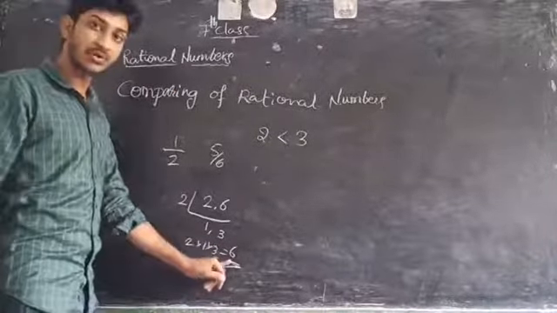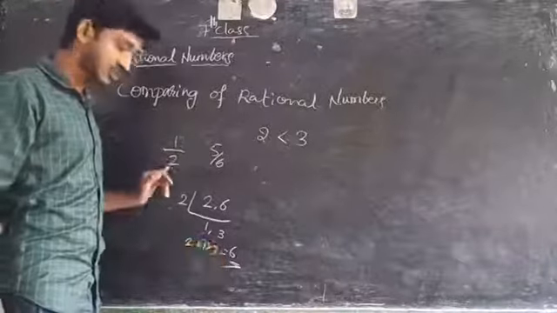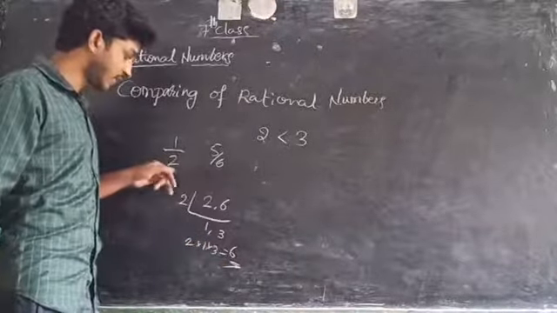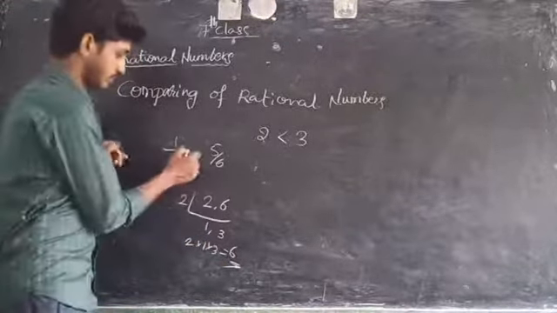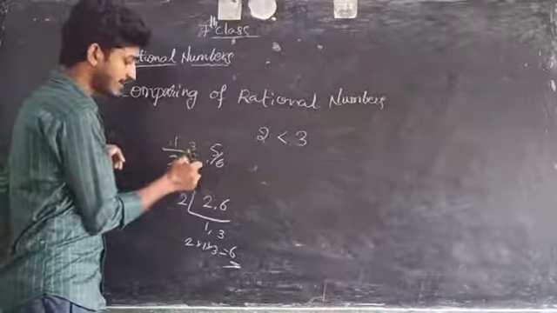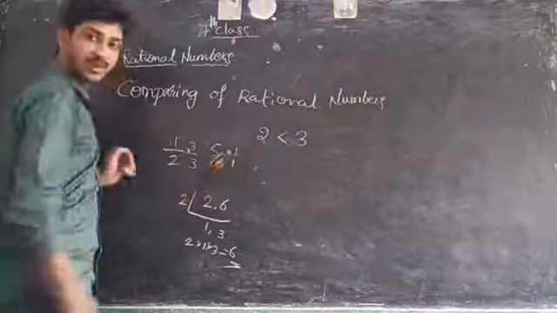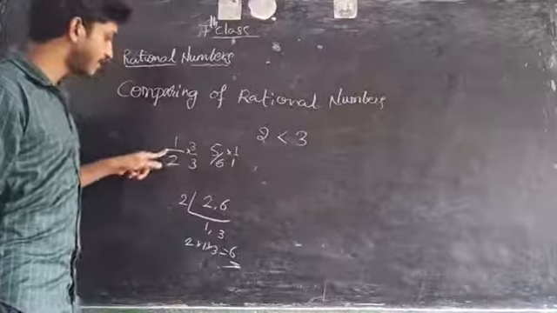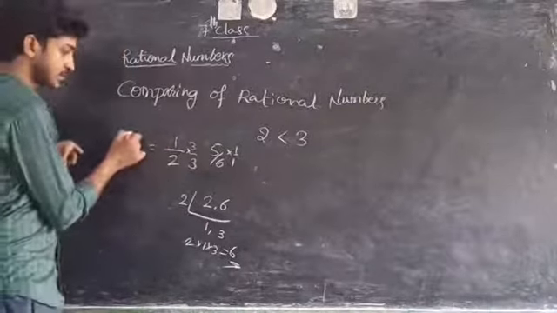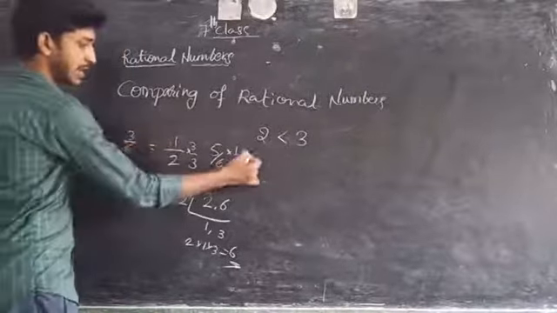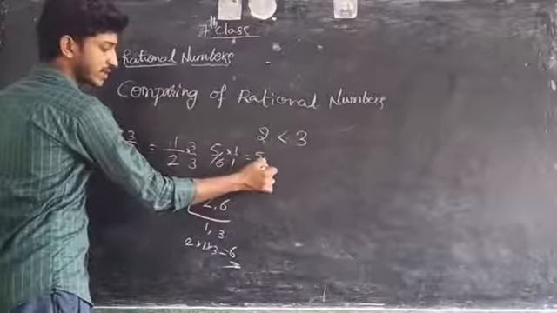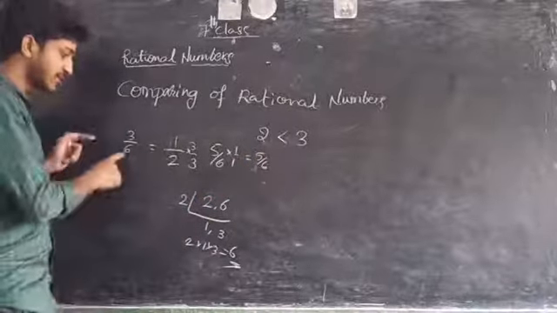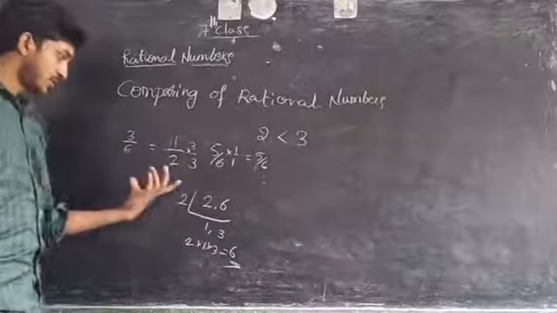So we have to make the LCM as 6 in both the denominators. So here 1 by 2, how? Simply multiply with 3 by 3. And 1 by 3 is multiplied with 2 by 2. So if you multiply with 3 by 3, it becomes 3 by 6. And if you multiply with 2 by 2, it becomes 2 by 6. So here 3 by 6 and 5 by 6.